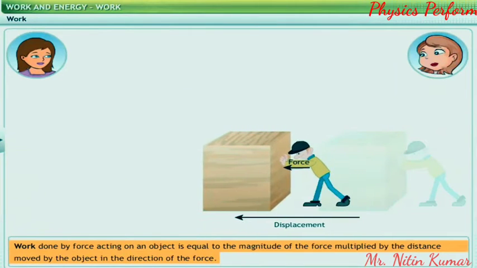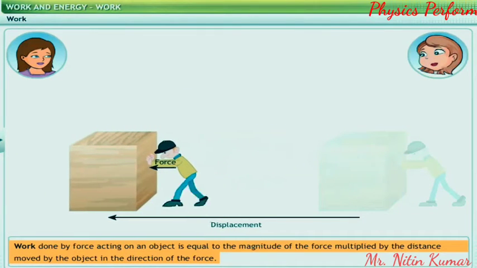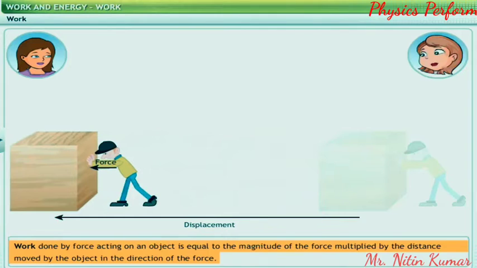Work done by force acting on an object is equal to the magnitude of the force multiplied by the distance moved by the object in the direction of the force. That is, displacement of the object.